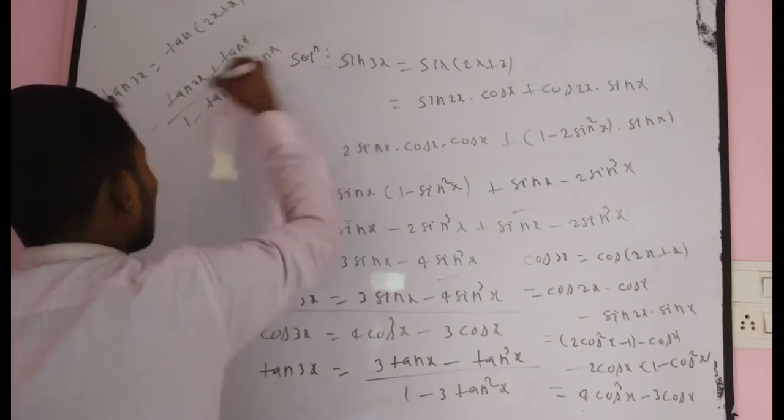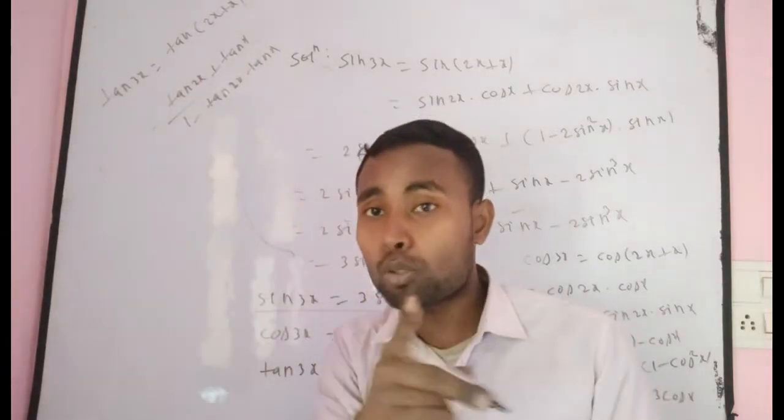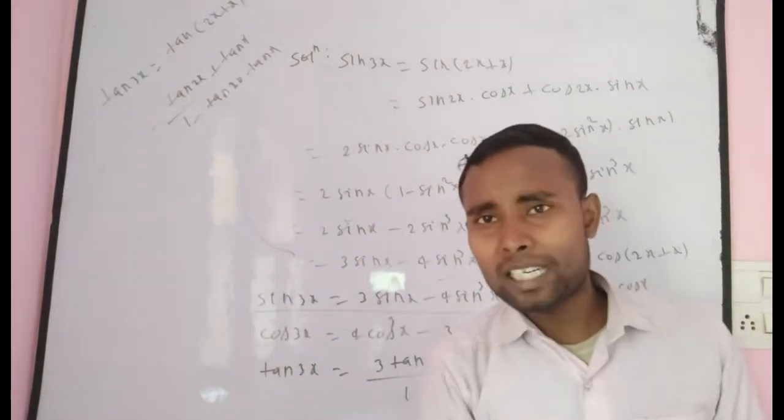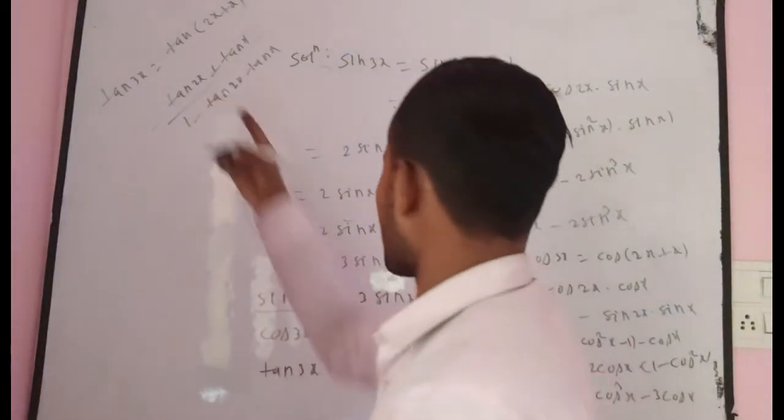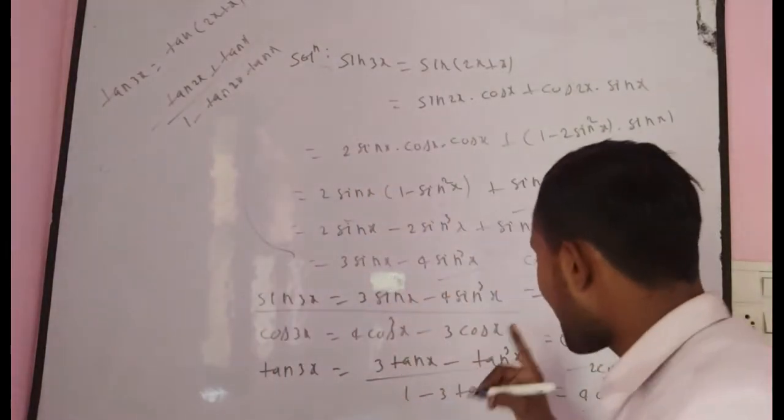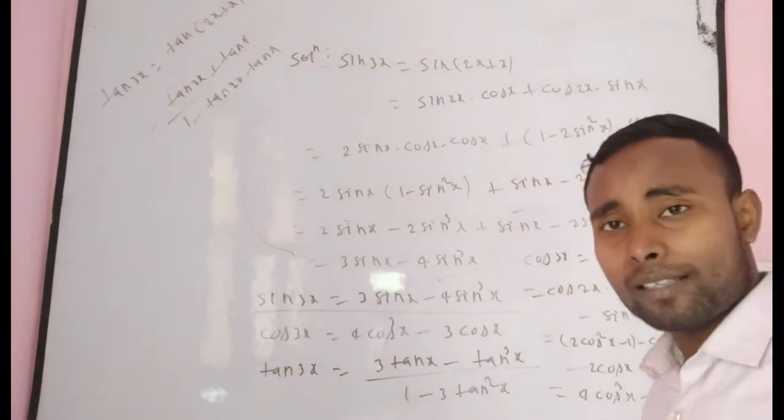Now you have to directly use tan 2x is equal to 2 tan x divided by 1 minus tan square x. After manipulating, finally you get 3 tan x minus tan cube x divided by 1 minus 3 tan square x.